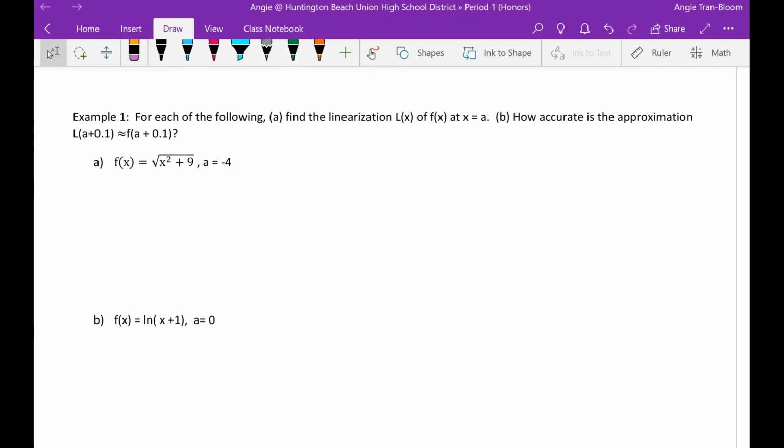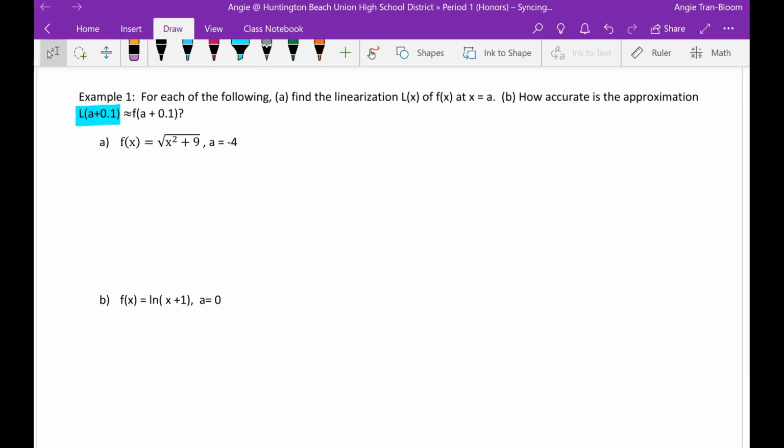For each of the following, please find part A, the linearization, which is called L of x, for the function f of x when x equals a, and B, how accurate is the approximation at a plus 0.1 in comparison to the actual value, okay, so that's what we're going to do. And this part looks confusing just because there are a lot of new notations, not really difficult in terms of content, just the notations are new.